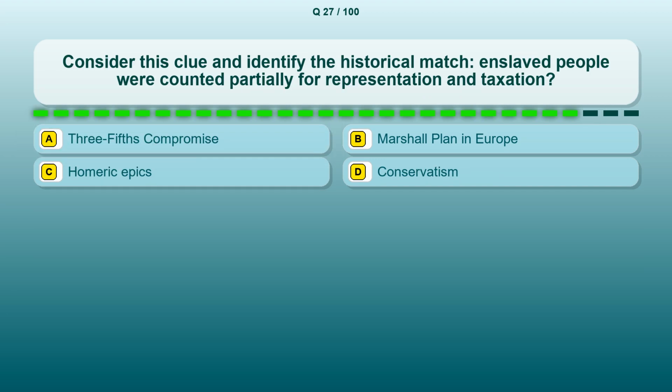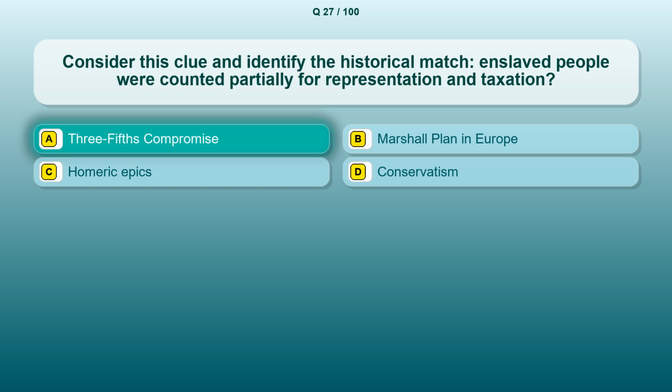Question 27. Consider this clue and identify the historical match. Enslaved people were counted partially for representation and taxation. Option A, 3-5 compromise. Option B, Marshall Plan in Europe. Option C, Homeric epics. Option D, conservatism.